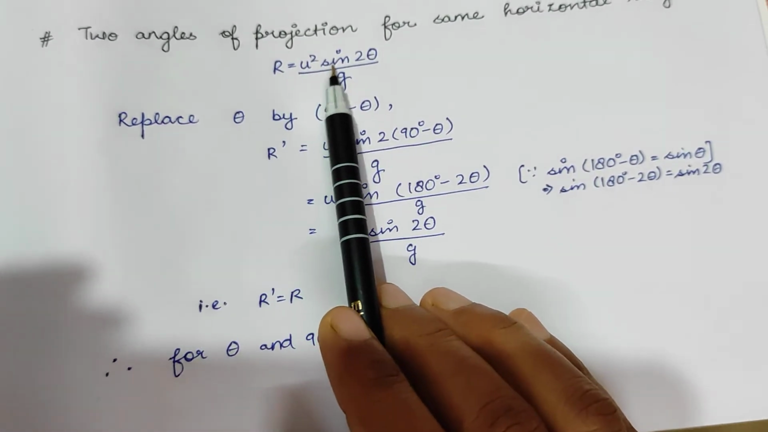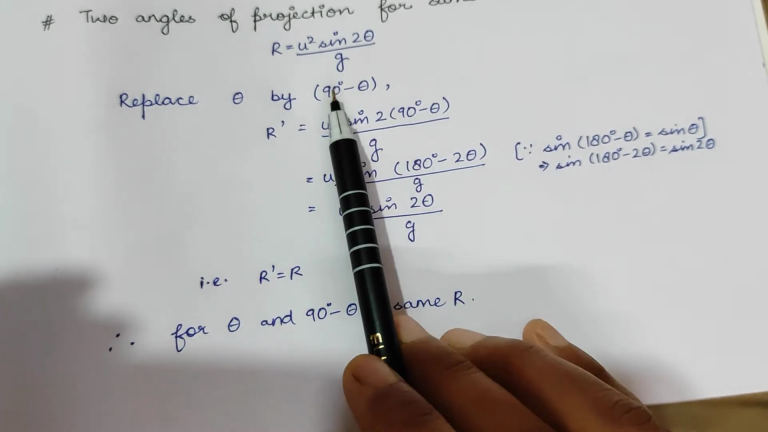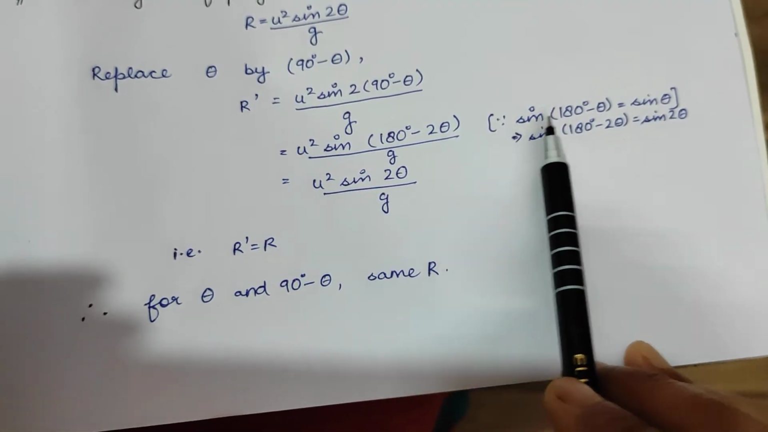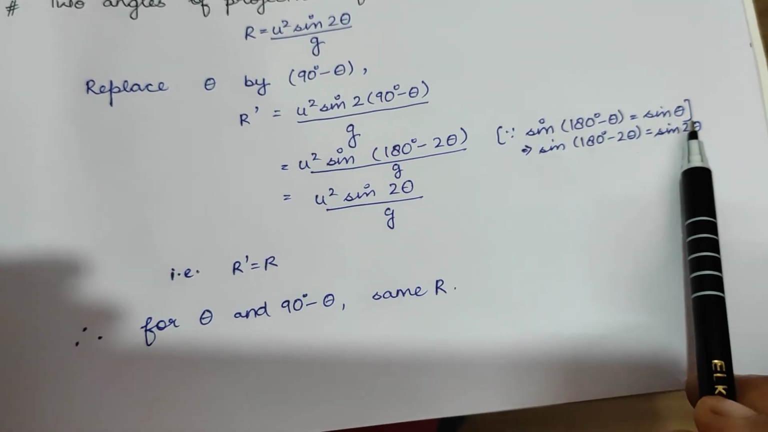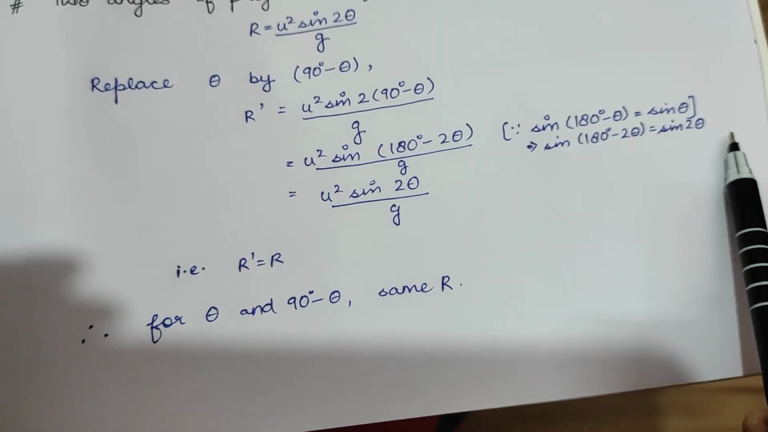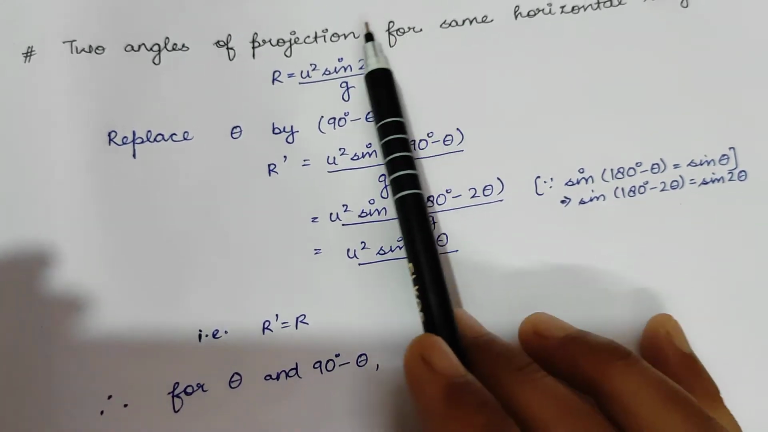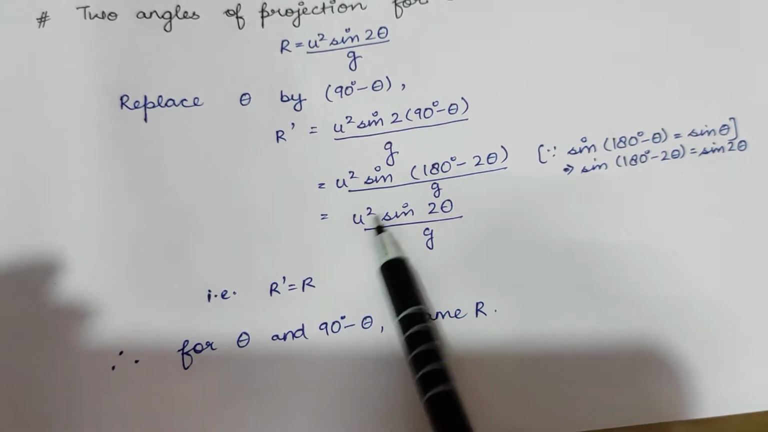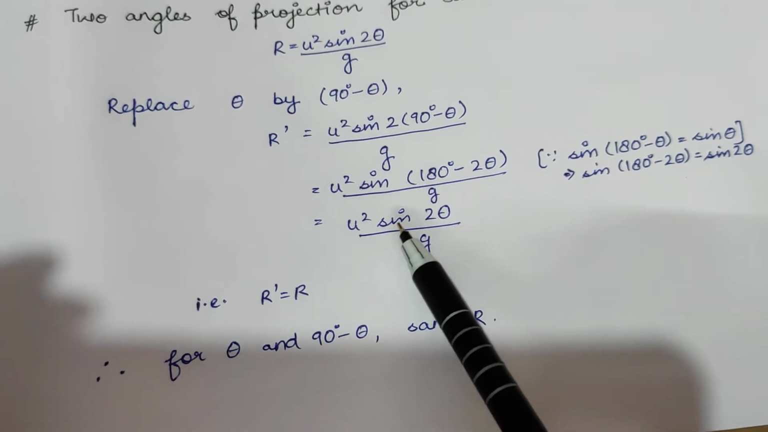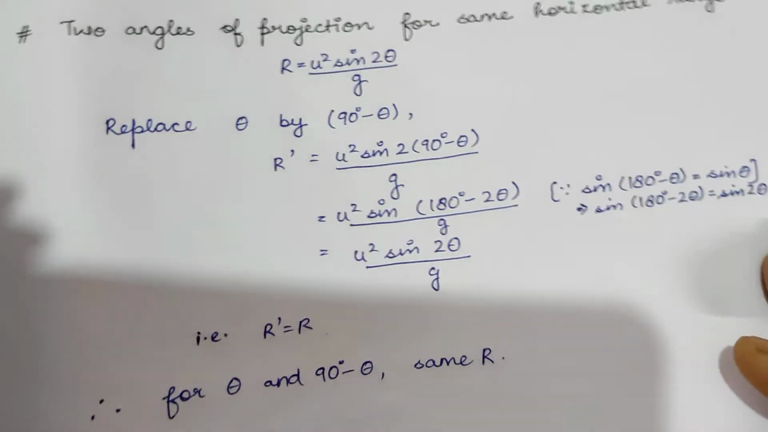We know r is equal to u square sin 2 theta by g. Now we replace theta in this expression by 90 degree minus theta. Fine. If we replace it, 2 will get multiplied inside, so we are left with 180 degree minus 2 theta. And sine of 180 degree minus any angle is equal to sine of that angle. That is why, solving this, we get sine 2 theta. So we get u square sine 2 theta upon g, which is same as r. So r dash is equal to r, which means when the angle was theta, we have the same horizontal range as when the angle was 90 degree minus theta. So we can say that for theta and 90 degree minus theta, we will have same horizontal range.